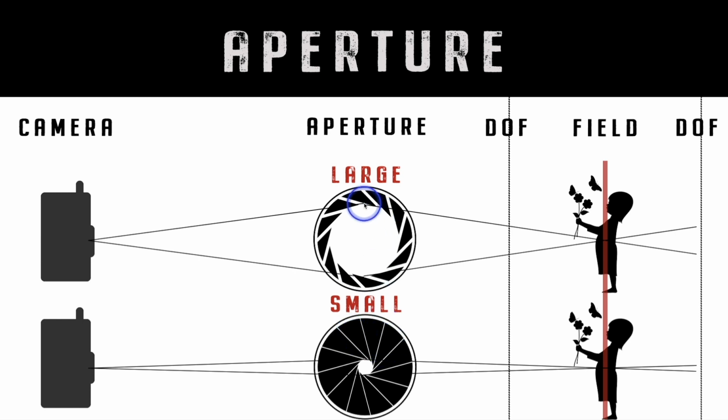The only thing that we're changing is the opening size of the aperture. So here we have a large aperture, or wide open, and here we have a small aperture. Notice as the light rays come in and go back out, they're spreading apart really fast, giving us a shallow depth of field. Here the light rays are spreading apart really slowly, and this is going to give us a wide depth of field.